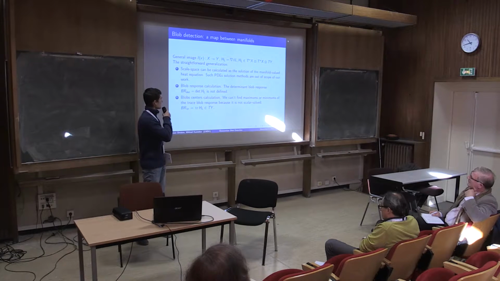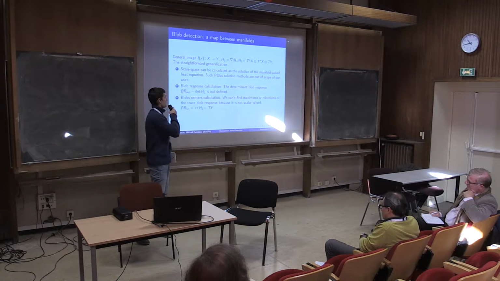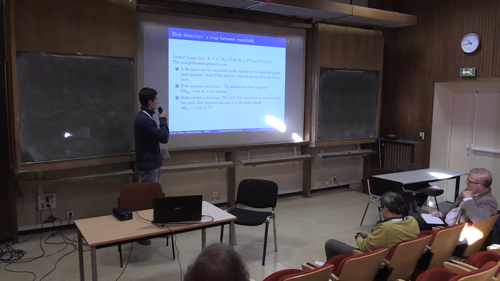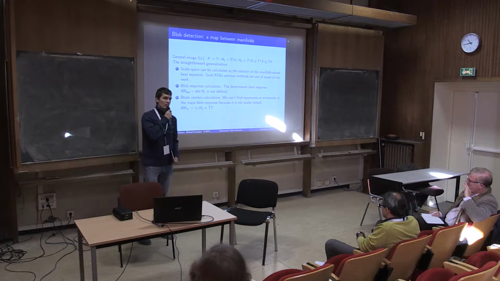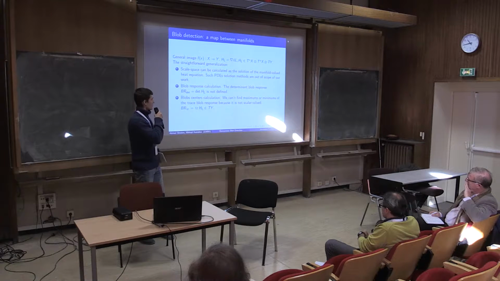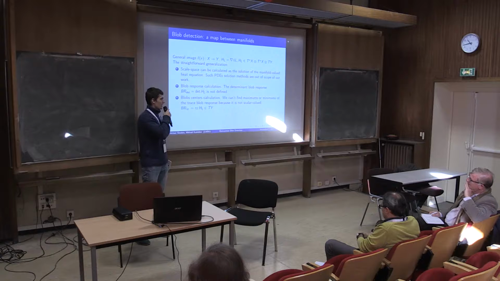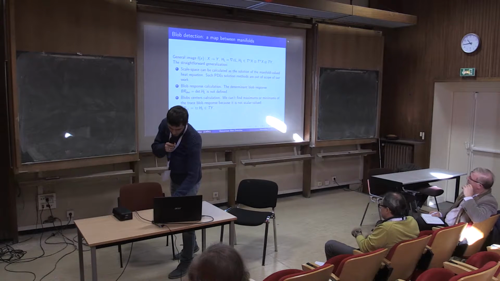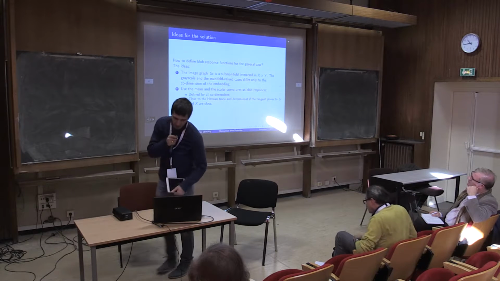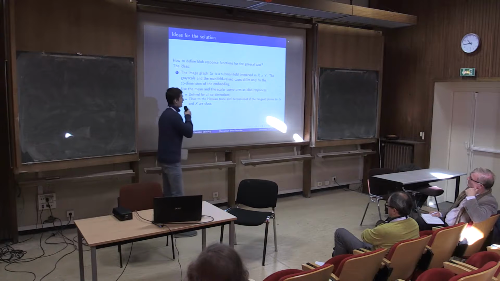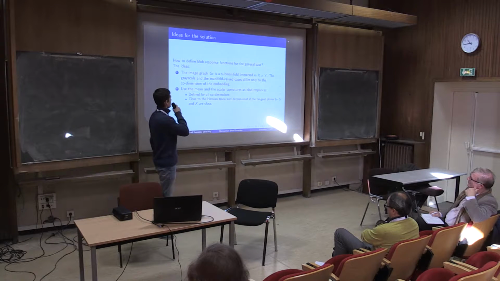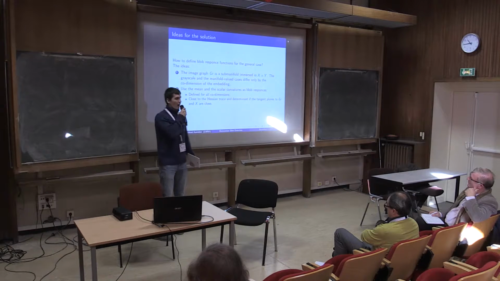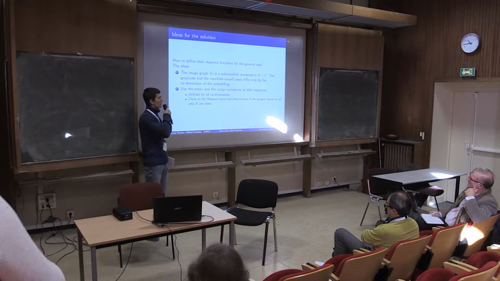The second step, the calculation of blob response. We see that for the general case, the Hessian is not a matrix anymore, so we can't calculate its determinant. The third step, calculation of blob centers. We can calculate a trace of the Hessian for the general setting, but it will be vector valued, so we can take its minimum or maximum. So we see that the main obstacle to generalizing blob detection for the general case is the blob response functions. So the main question is how to define blob response functions for the general case.